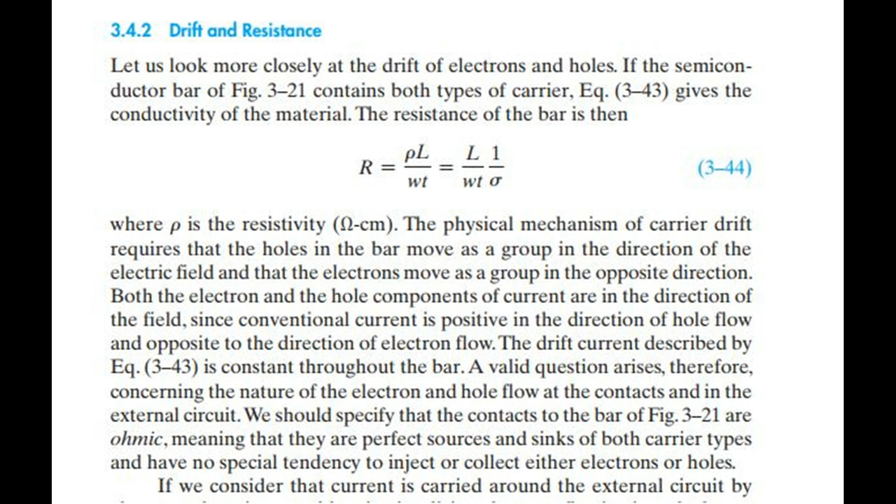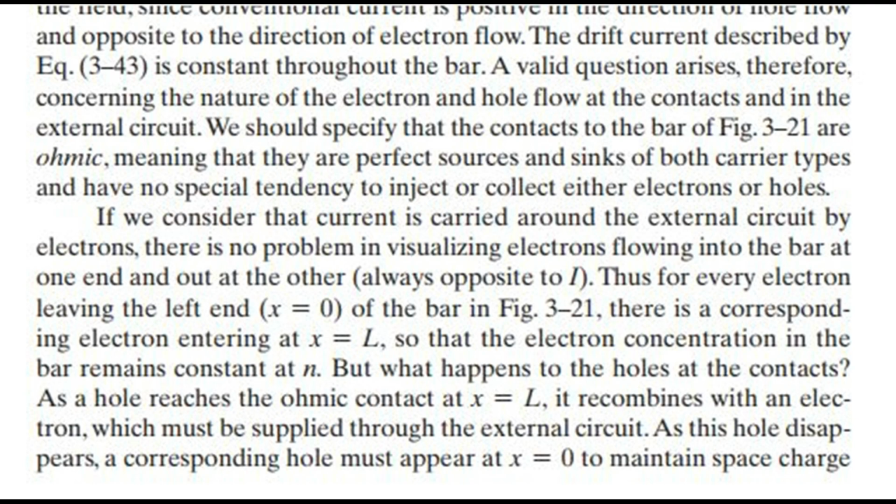A valid question arises, therefore, concerning the nature of the electron and hole flow at the contacts and in the external circuit. We should specify that the contacts to the bar of Fig 3.21 are ohmic, meaning that they are perfect sources and sinks of both carrier types and have no special tendency to inject or collect either electrons or holes.